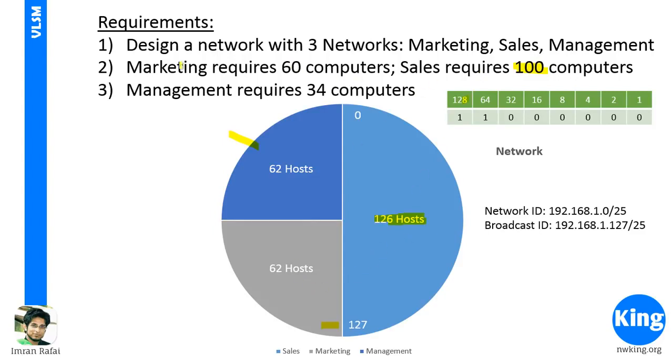Now next highest is marketing department, which requires 60 computers. 60 computers, can we go to 3 bits? We can't, because it is 32. We need to stay at 2 bits. So when we borrow 2 bits, our block size is 64.